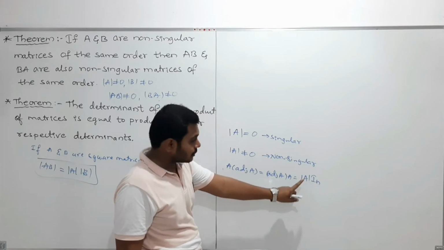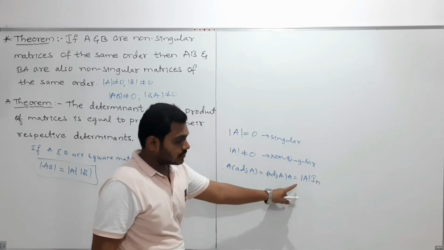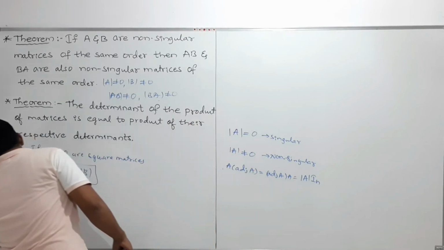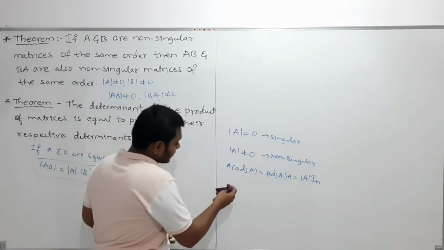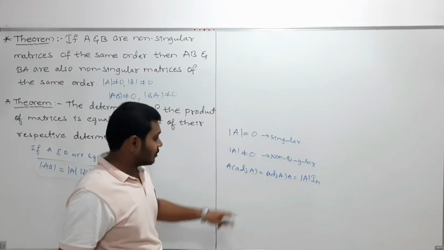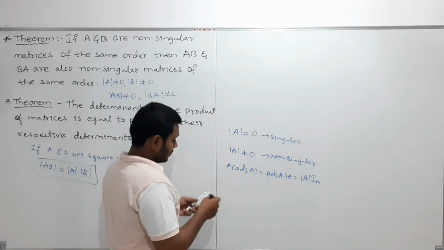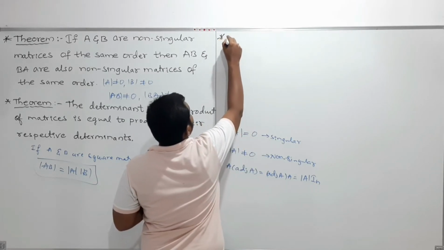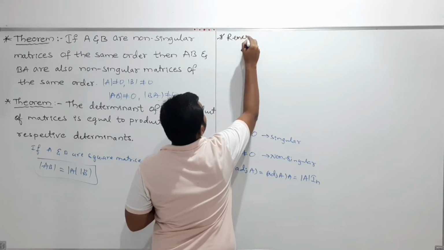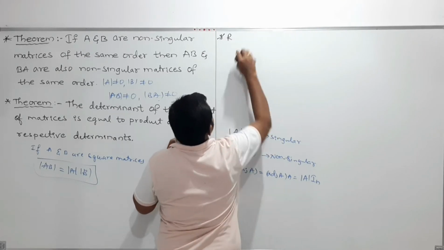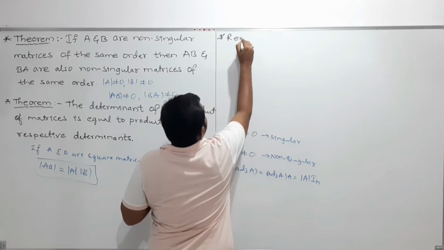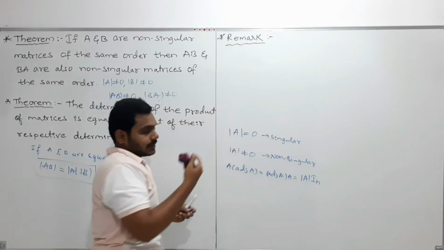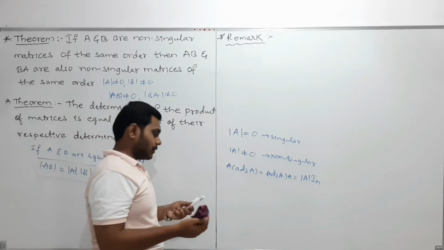This value is equal to determinant of A into IN. So this result I discussed in the previous videos. Now we will further derive some more results by using this result. So for that I am considering it as a remark. So one remark we can have. I take it as a remark, or you can consider it as another theorem also.